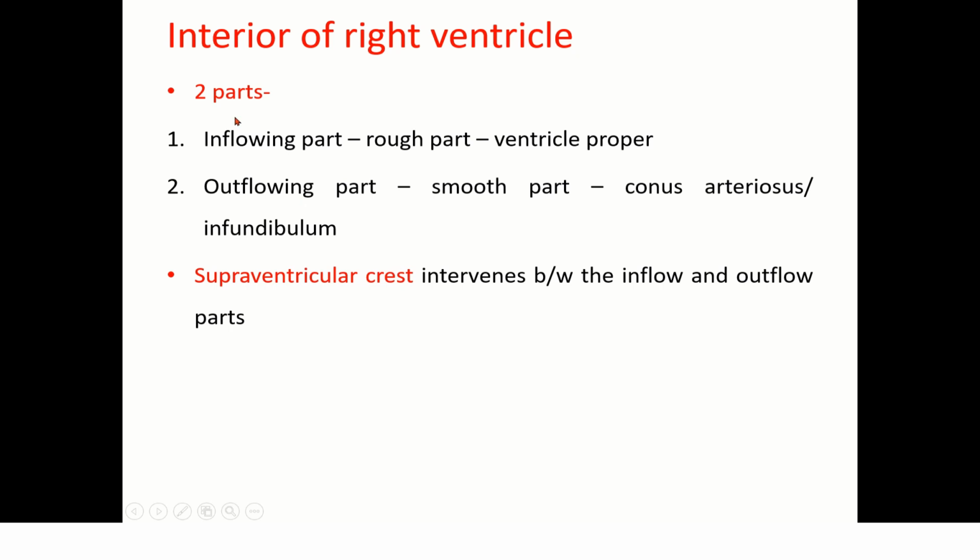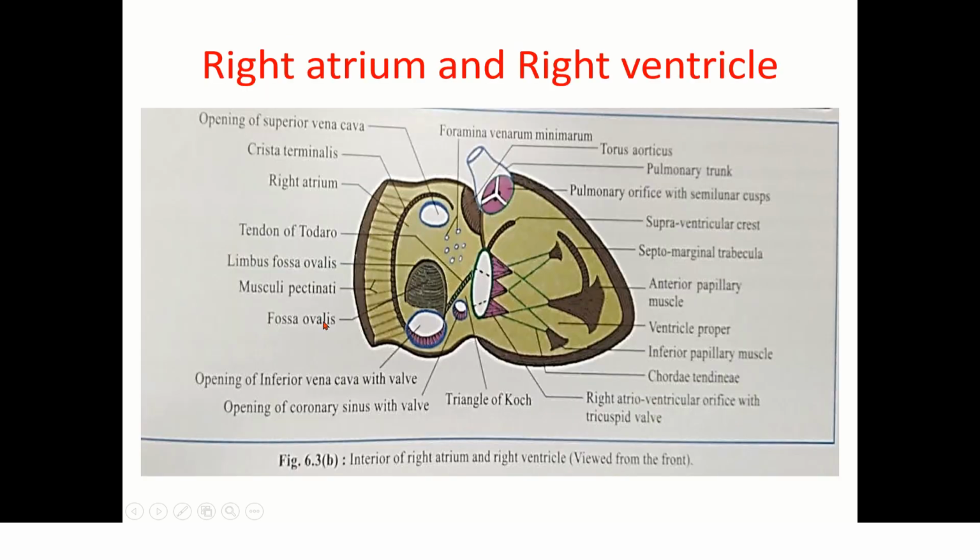The interior of the right ventricle is in two parts: the inflow part, also the rough part, which is called the ventricle proper, and the outflow part, otherwise the smooth part, called the conus arteriosus or infundibulum. The supraventricular crest intervenes between the inflow and outflow parts. You can see here, this is the inflow part and this is the outflow part. The inflow part is rough, whereas the outflow part is smooth, and both are separated by the supraventricular crest.